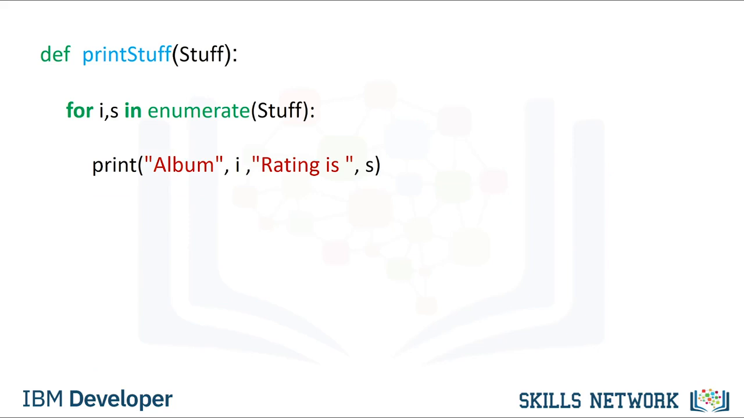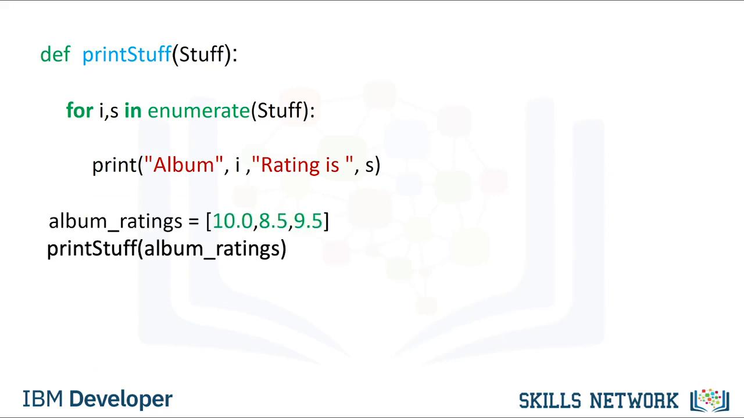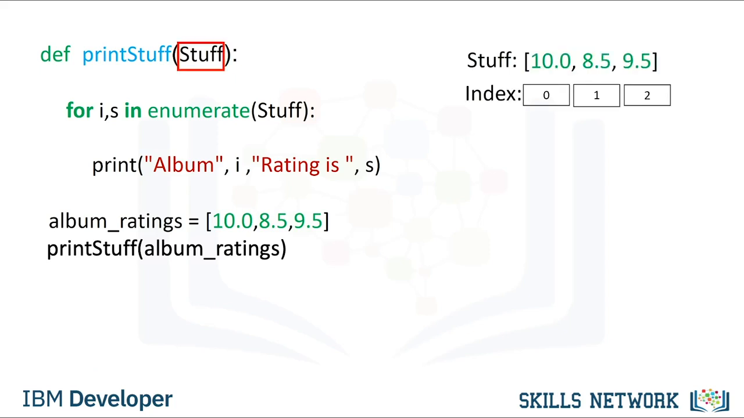We can use loops in functions. This function prints out the values and indexes of a list or tuple. We call the function with the list album ratings as an input. Let's display the list on the right with its corresponding index. Stuff is used as an input to the function enumerate.